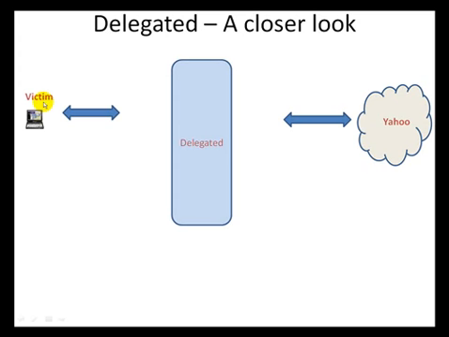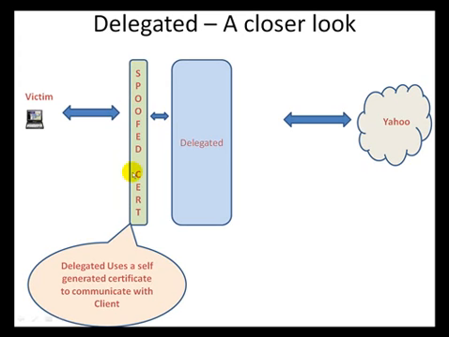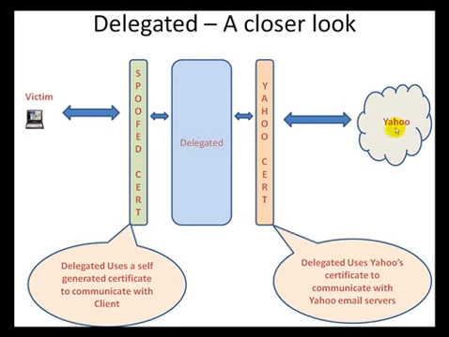So in the previous example, we've seen that the victim sends all its packets to Delegate D, and Delegate D in turn sends them to Yahoo, and when Yahoo replies back, it forwards them back to the victim. So now from an SSL perspective, what does this mean? It means that all communication between the victim and Delegate D happens using a spoofed certificate which was generated by Delegate D and sent to the victim. And all communication between Delegate D and Yahoo happens using Yahoo's certificate.